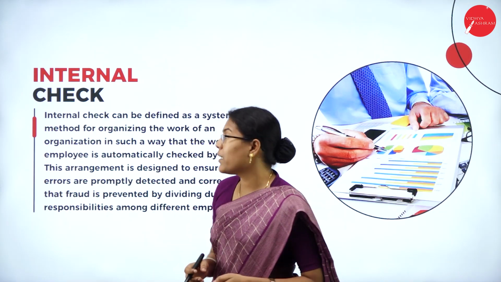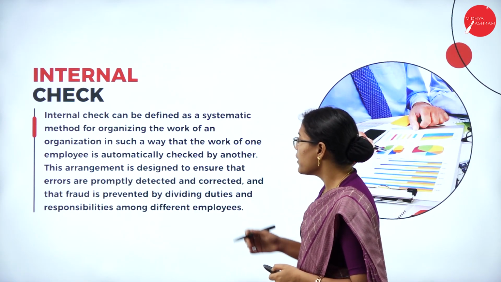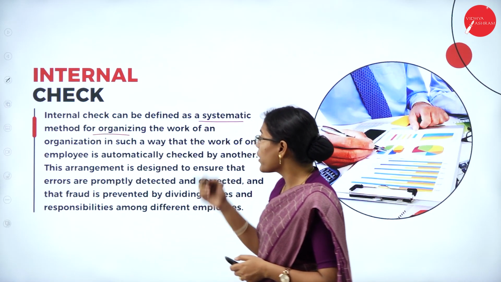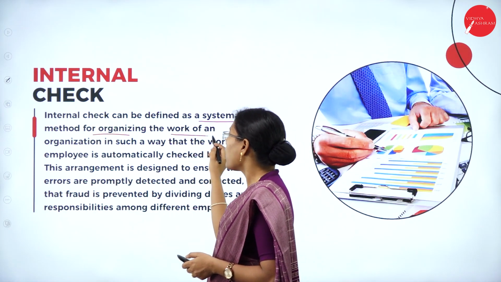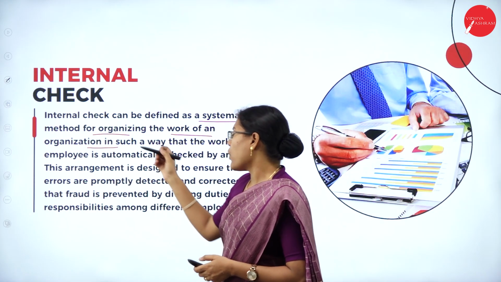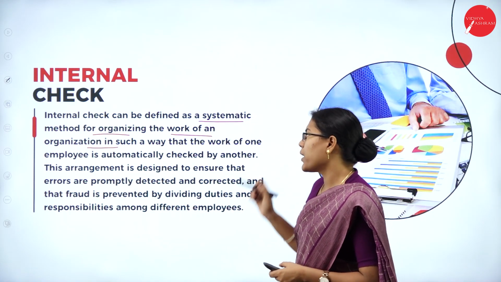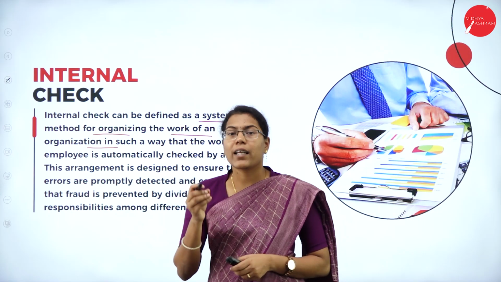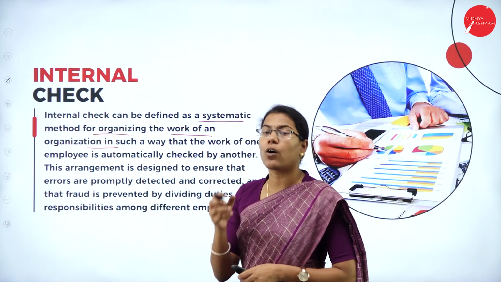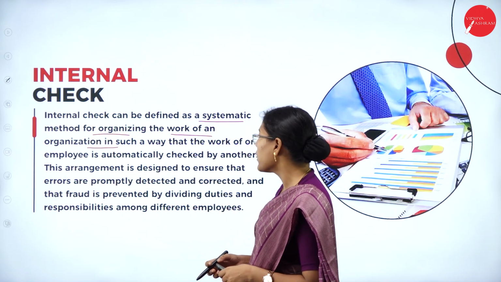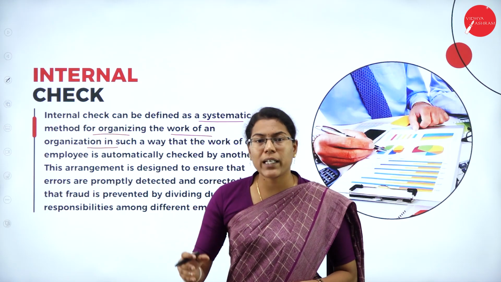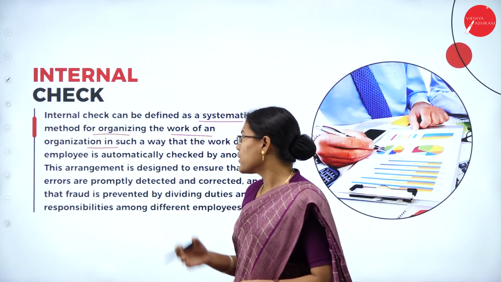Let us see the meaning of internal check. Internal check can be defined as a systematic method for organizing the work of an organization in such a way that the work of one employee is automatically checked by another. So here the internal check is a systematic method used by the organization for organizing the work in such a way that the work of one employee is automatically tested or checked by another employee.